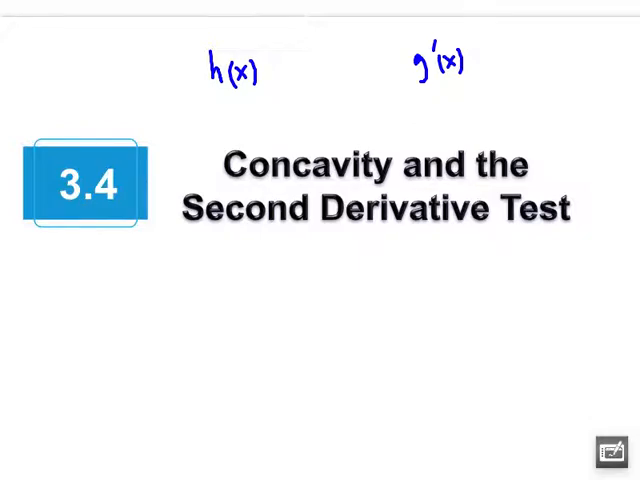So it doesn't matter what function we're starting with. If we want to know where a function is increasing or decreasing, take the derivative, set it equal to 0, number line, test regions, done. So whether we call it the first derivative or h of x or g prime of x or q triple prime of x, you do the same thing. Take the derivative, set it equal to 0, test regions.